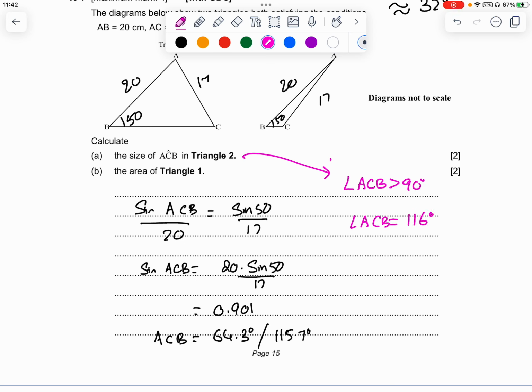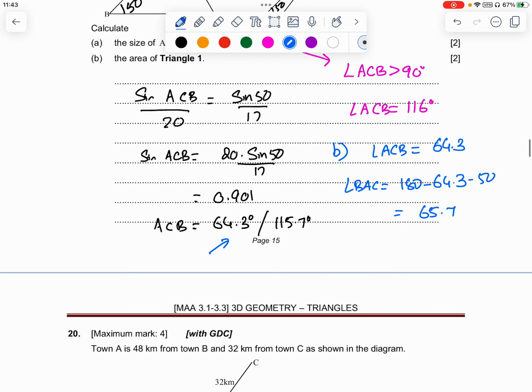That is part A. Whereas in part B, in triangle 1, this is going to be angle ACB in this one triangle. Angle ACB is less than 90 degrees, 64.3. So angle BAC will be 180 minus 64.3 minus 50, which is going to be 65.7. So what will be the area? Area is 1 upon 2 times 20 times 17 times sine of 65.7, which is going to be 155 centimeters squared.